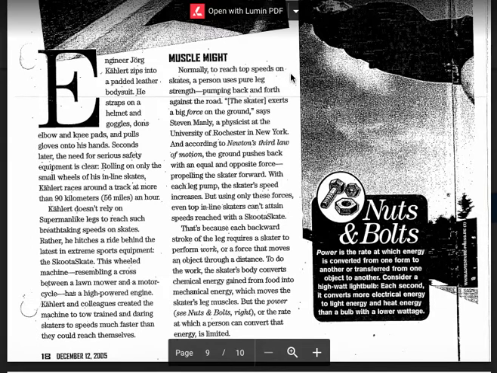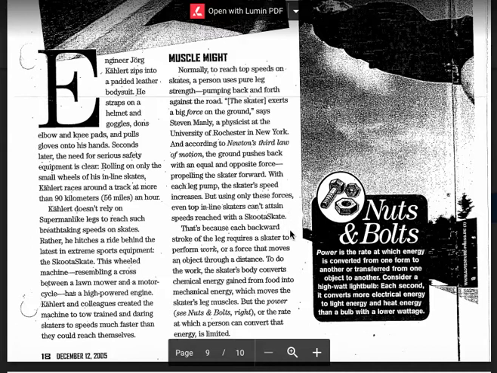Muscle power. Normally, to reach top speeds on skates, a person uses pure leg strength, pumping back and forth against the road. The skater exerts a big force on the ground, says Stephen Manley, a physicist at the University of Rochester in New York. And according to Newton's third law of motion, the ground pushes back with an equal and opposite force, propelling the skater forward. With each leg pump, the skater's speed increases, but using only these forces, even top inline skaters can't attain speeds reached with the scooter skate.